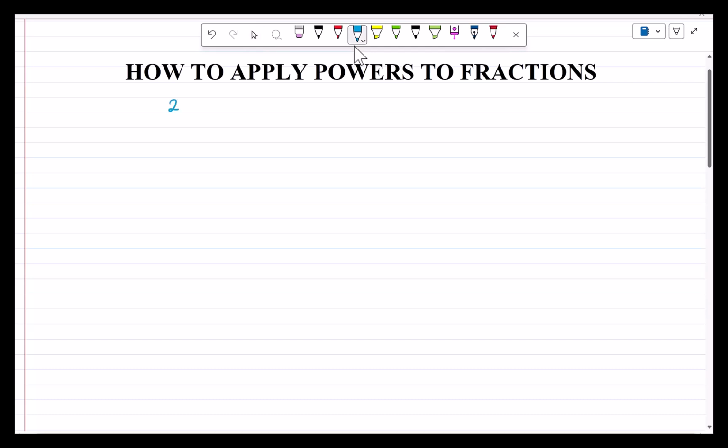So we have a fraction of 2 over 3 and it is being raised to the power of 2. And what we're going to do here is apply this power of 2 to both the numerator, which is the number on top, 2, and to the denominator, which is the number at the bottom, and that is 3. And by so doing, we have 2 to the power of 2 over 3 to the power of 2. 2 to the power of 2 is equal to 4, over 3 to the power of 2, which is equal to 9. So the final answer would be 4 over 9, as we cannot further simplify this. And this was example number 1.